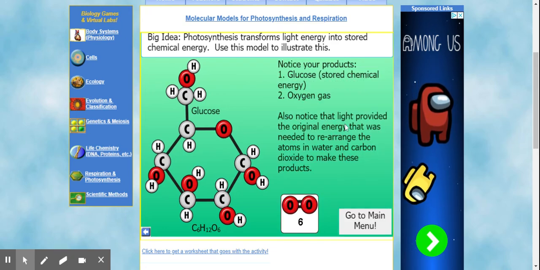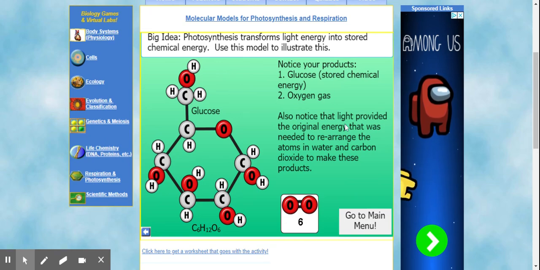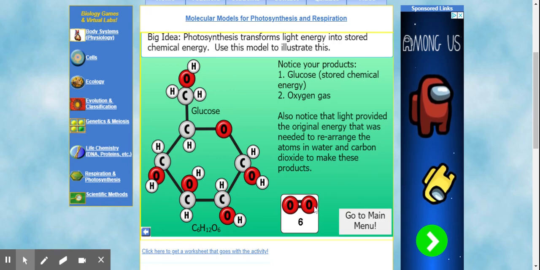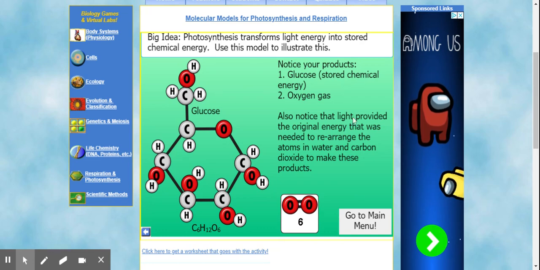Everybody's happy. Remember, look at our products. We have glucose, which is just stored chemical energy. We turned that light energy into chemical energy. And now we have oxygen gas, which was those 6 molecules of oxygen that we made right before this. Remember, light is the initial energy source that plants are going to use to do this process.